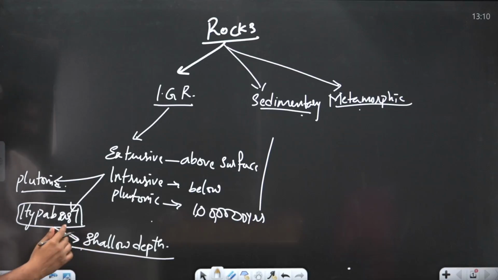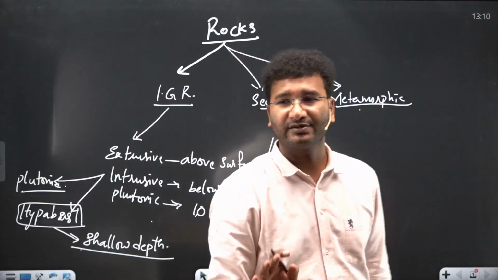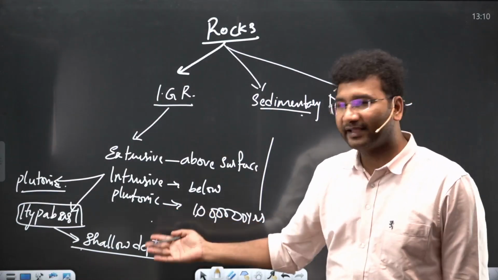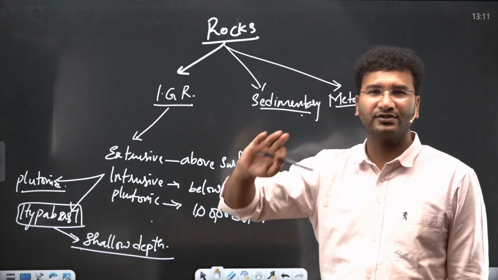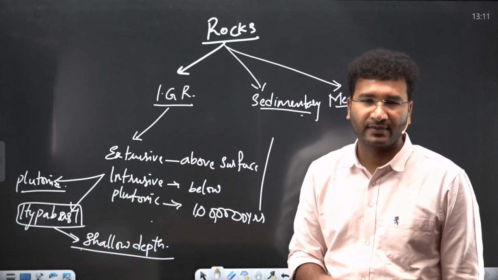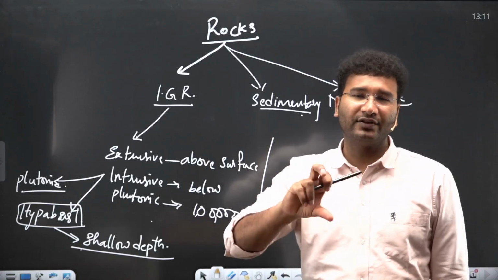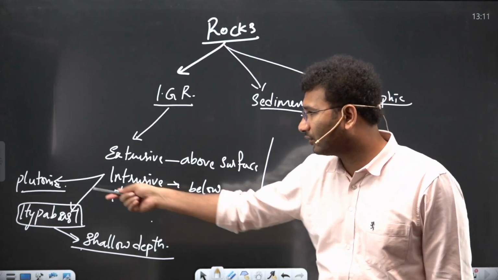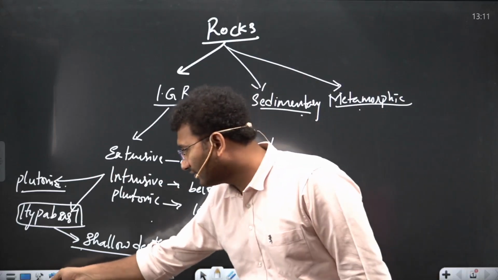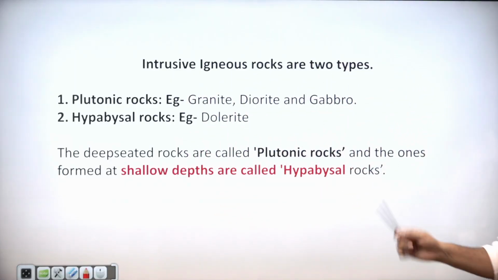Now, all of these things you will understand in the next 15 to 20 minutes, but please be patient to take this knowledge. One is hyperbasal rocks. Hyperbasal rocks means those rocks which are cooled below the surface of the earth, and that depth of the cooling is not too deep, it is at a shallow depth. If the depth is too deep, we call it plutonic rocks. This is also the fundamental classification of the intrusive igneous rocks.